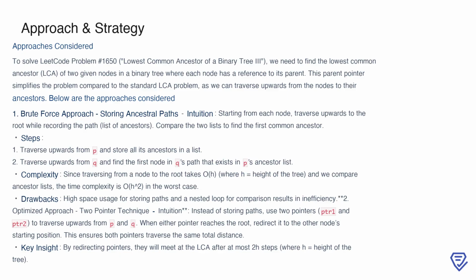Another alternative is the optimized two-pointer technique, which avoids storing paths altogether. Instead, we use two pointers to traverse upwards from each node. When a pointer reaches the root, it switches to the other node's starting point. This ensures both pointers traverse the same distance, eventually meeting at the LCA. This insight significantly reduces complexity and inefficiency.